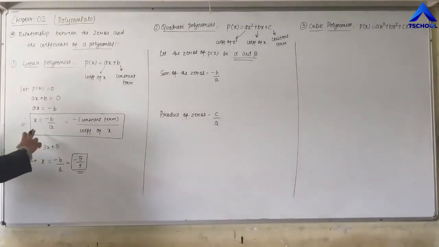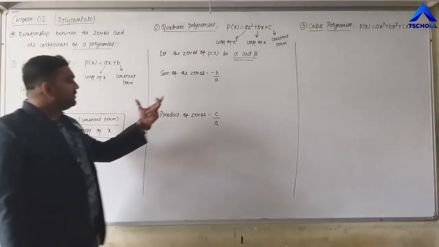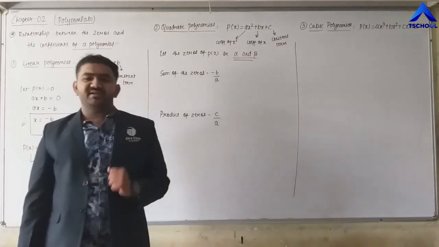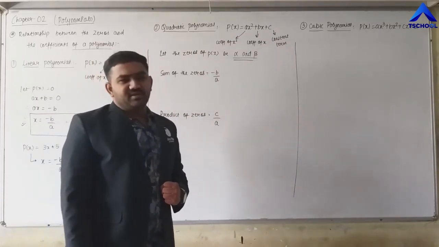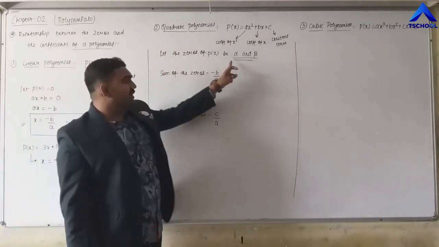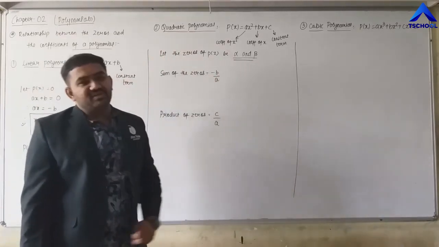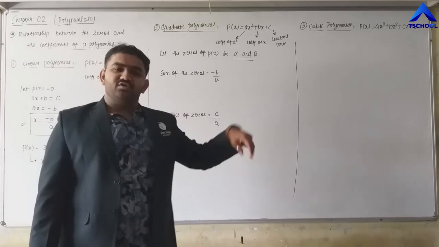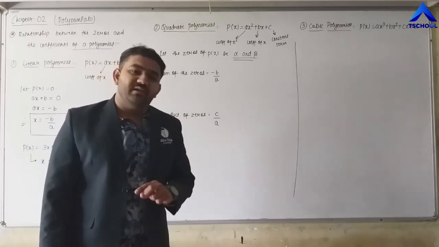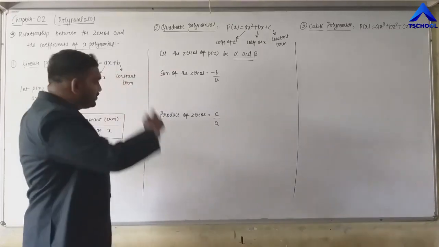You can note here that if it was a linear polynomial, then the zero of that polynomial was minus b upon a. Similarly here you will get the sum of the zeros as minus b upon a, whereas the product of the zeros is c upon a. Note that in a linear polynomial we had only one relation, whereas in a quadratic polynomial, with two zeros, we shall have two relations. So you can guess how many relations a cubic polynomial will have. Is it clear? So let us go further with this.